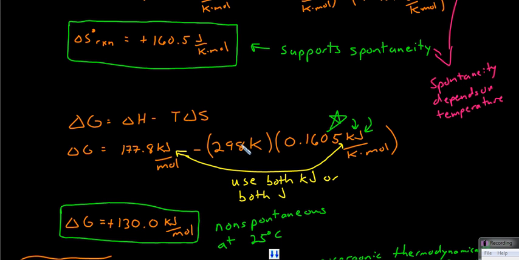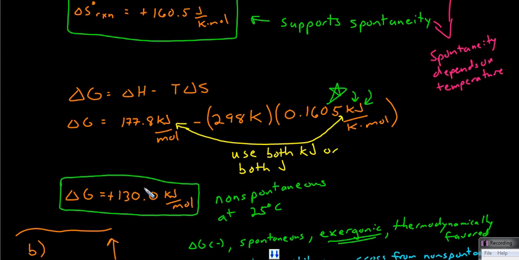That's 298 Kelvin. Please be sure when you're plugging in delta H and delta S that you are consistent in values. You must either be both in kilojoules or both in joules. Here, we've chosen to use kilojoules, so we changed the positive 160.5 joules per Kelvin mole into 0.1605 kilojoules per Kelvin mole by dividing by 1,000. So you plug in and you find that the delta G of this reaction at 25 degrees Celsius is 130.0 kilojoules per mole. This is a positive value. So we know that the reaction is not spontaneous at 25 degrees Celsius.